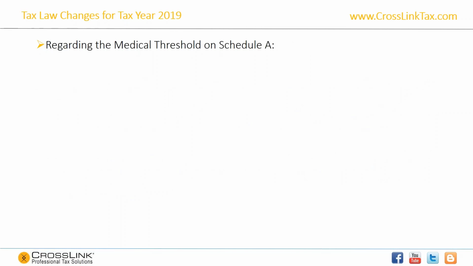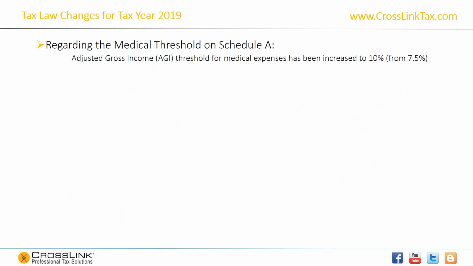Next thing that we want to cover is regarding the medical threshold on Schedule A. Please note that the adjusted gross income threshold for medical expenses has been increased this year to 10% from 7.5% last year.